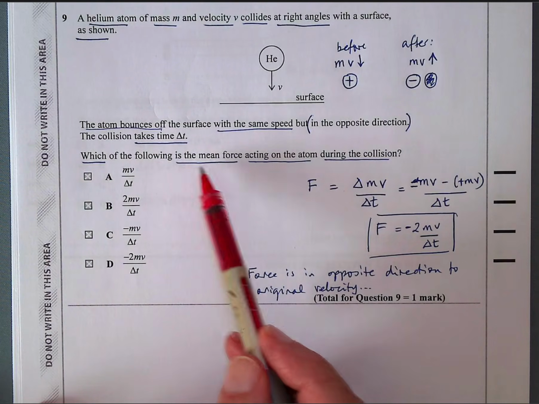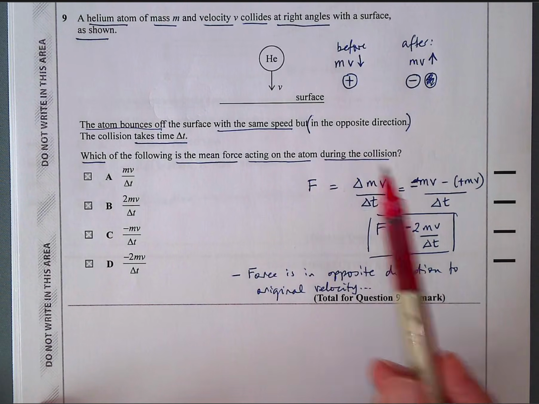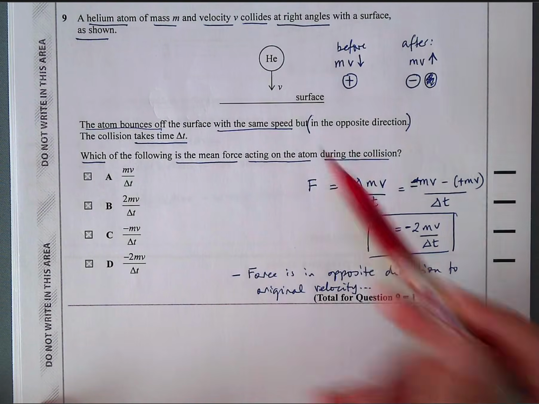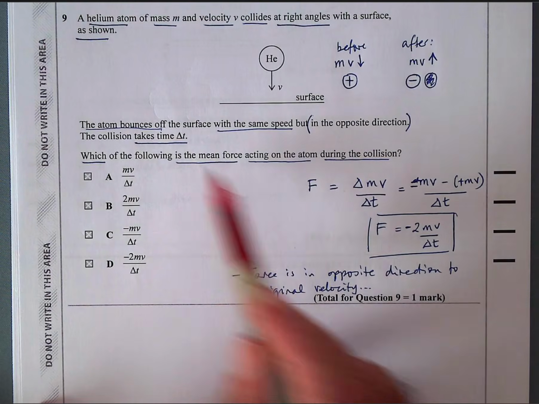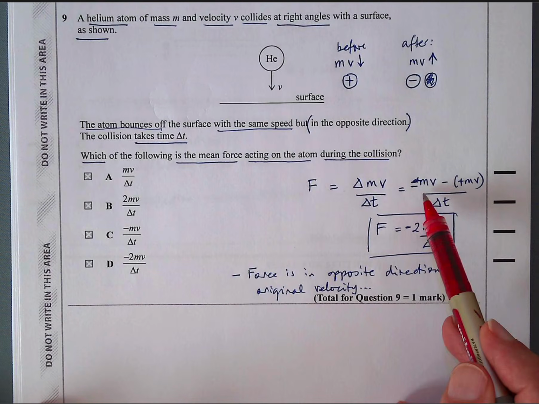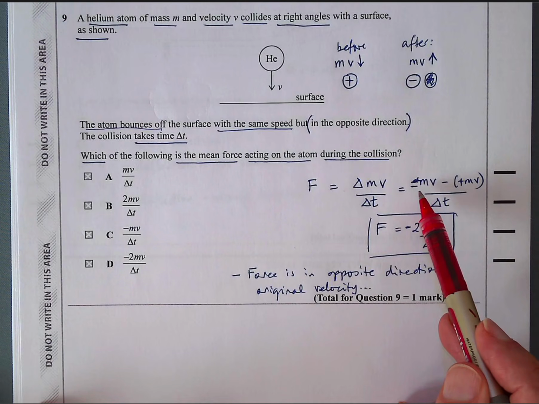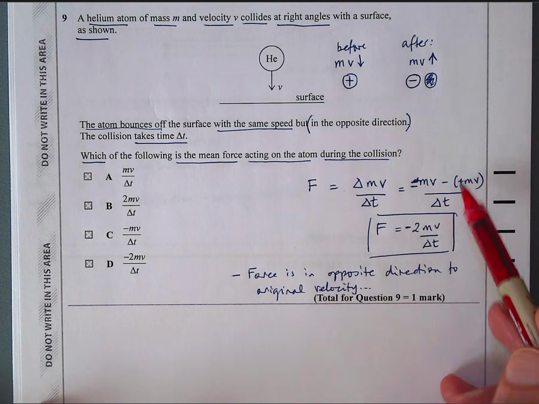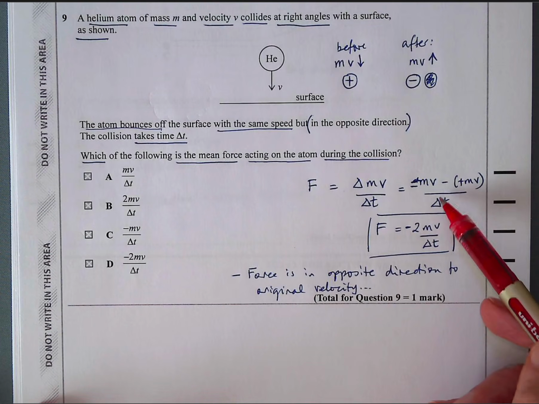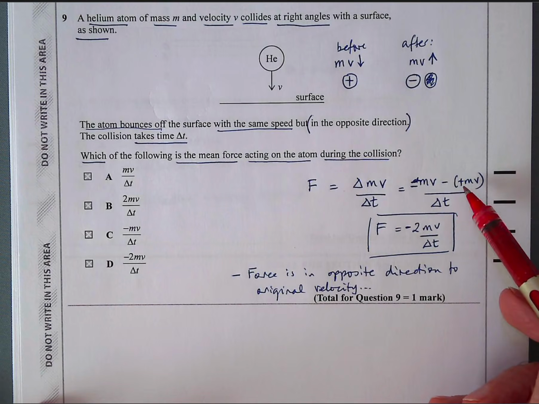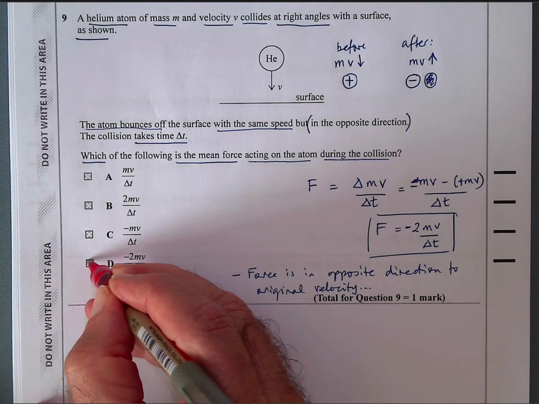So which of the following is the mean force applied to the atom during the collision? So during the collision is actually in the surface. So force is change in momentum divided by the time taken. The time taken is delta t. So I've put the change in momentum is negative. To start with, final momentum is negative, so I put after is negative and before must have been positive. That's a way of doing it. And delta t, so it's minus mv again. So it's minus 2mv divided by t, which should give you the answer D.